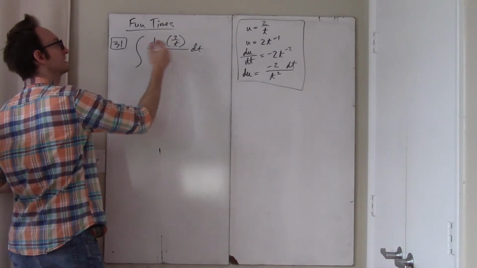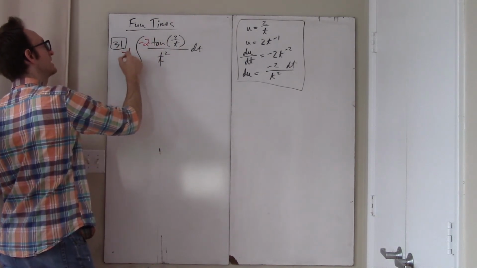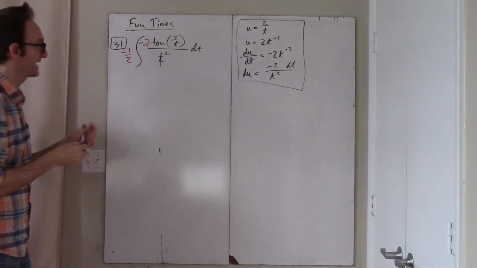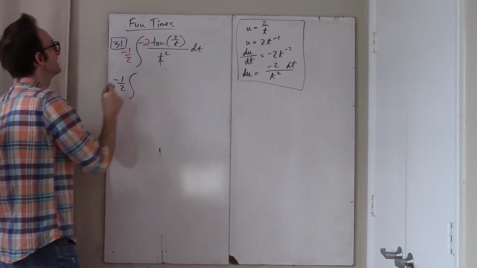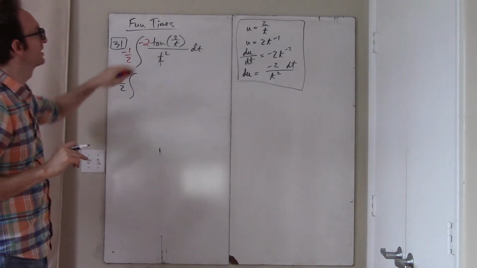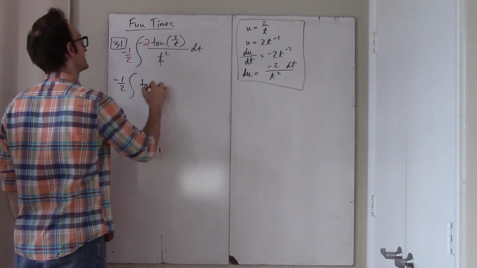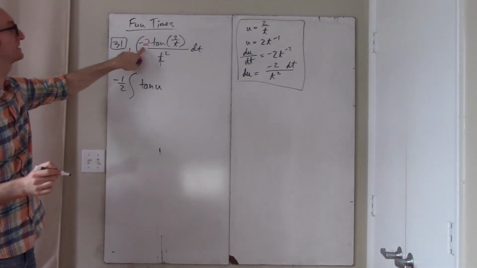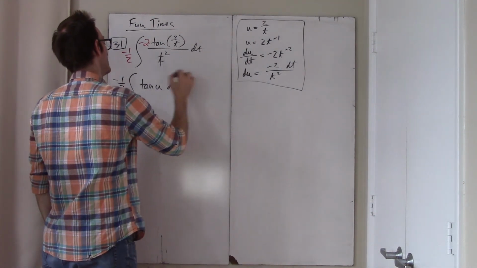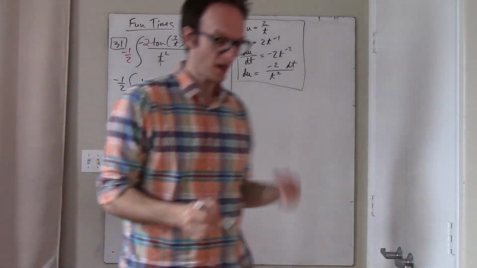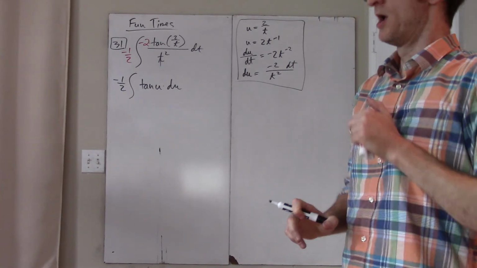I need there to be another negative 2 up there. So I stick in a negative 2, I undo the damage with a negative 1/2, and I get negative 1/2 times the antiderivative of tan t over 2 just becomes tan u, and negative 2 over t squared dt just becomes du. Okay, so this whole problem now rests upon my ability to antidifferentiate tan.